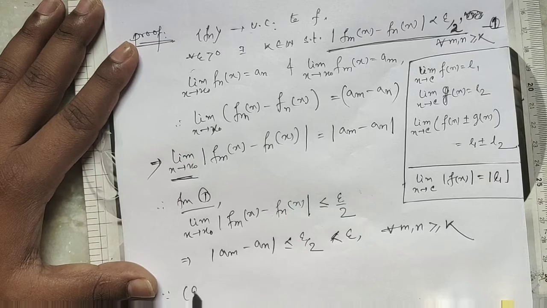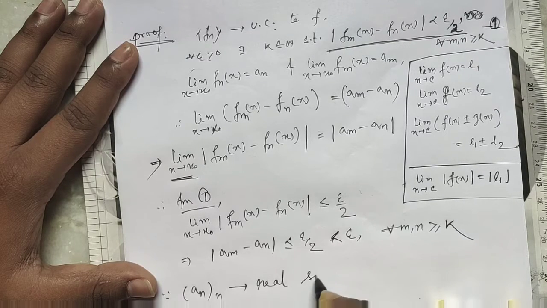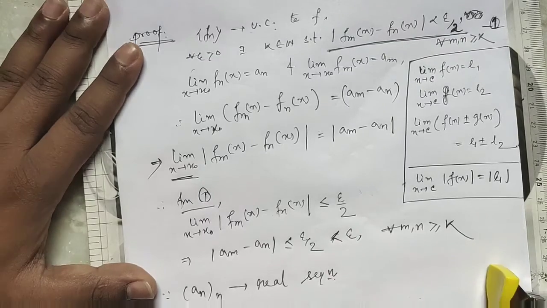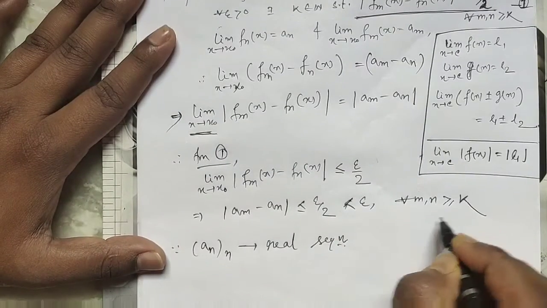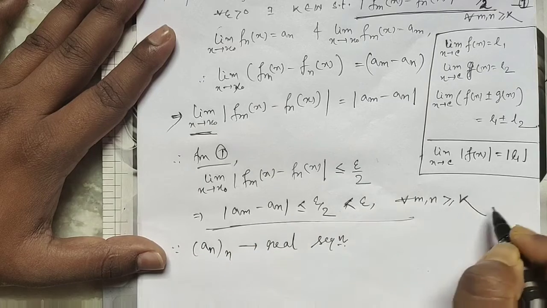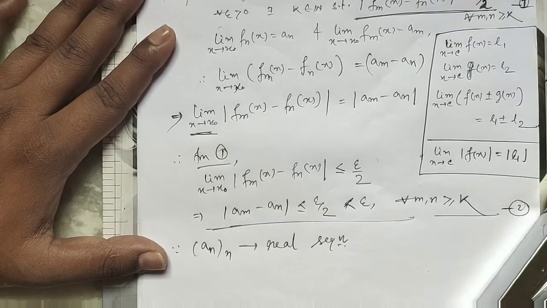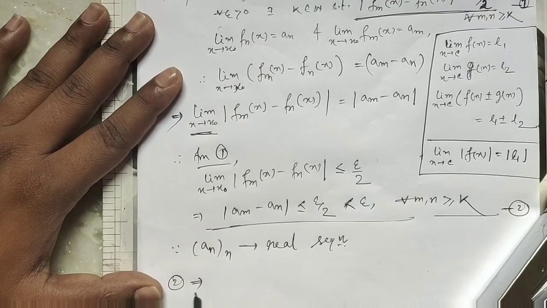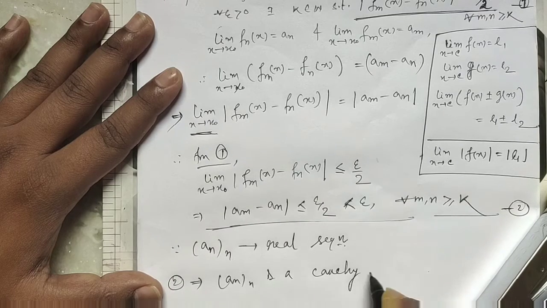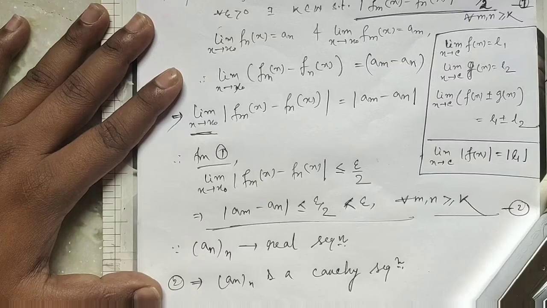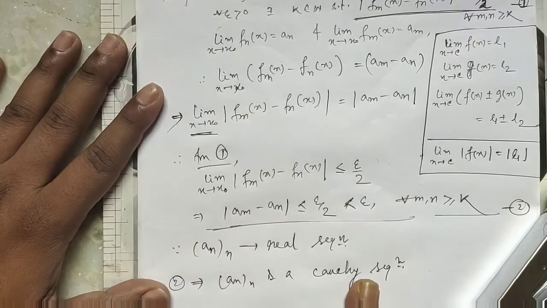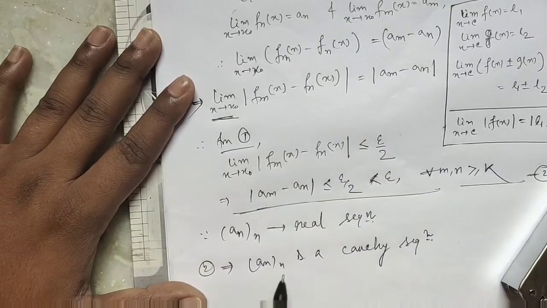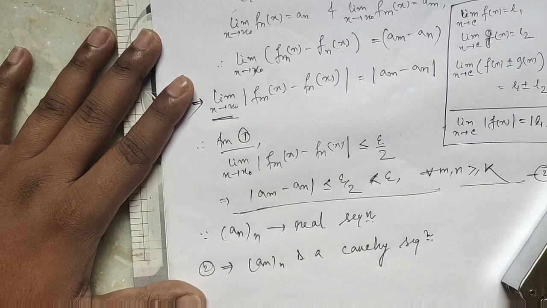Since this is a real sequence, this implies the sequence is a Cauchy sequence. Okay, 2 implies this sequence is a Cauchy sequence, and every Cauchy sequence is convergent. Every Cauchy real sequence is convergent.